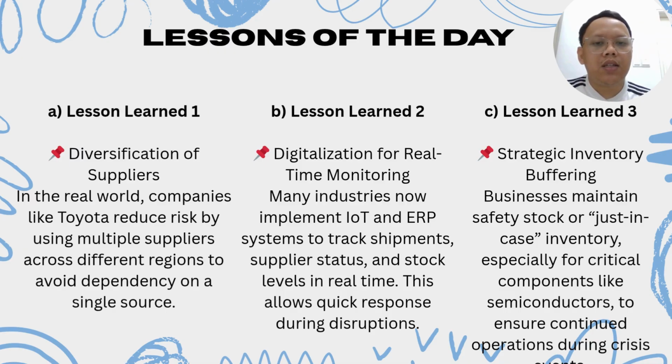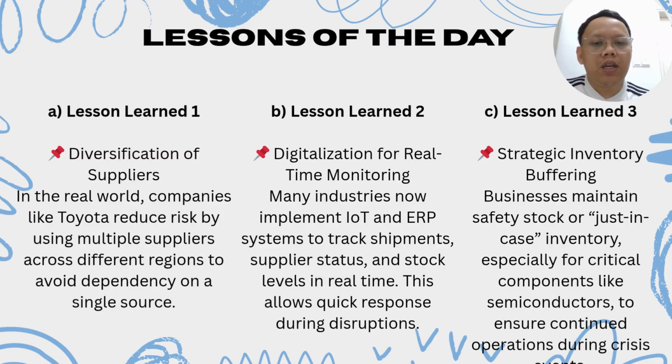Second, digitalization for real-time monitoring. Many industries are now implementing IoT and ERP systems to track shipment, supplier status, and stock level in real time, enabling quick response during disruption. And third, strategic inventory buffering. By maintaining safety stock or just-in-case inventory, especially for critical components like semiconductors, businesses like Toyota ensure continued operation during crisis events.